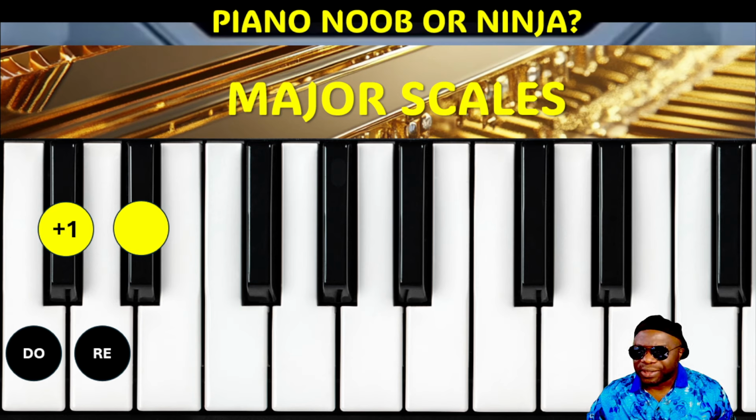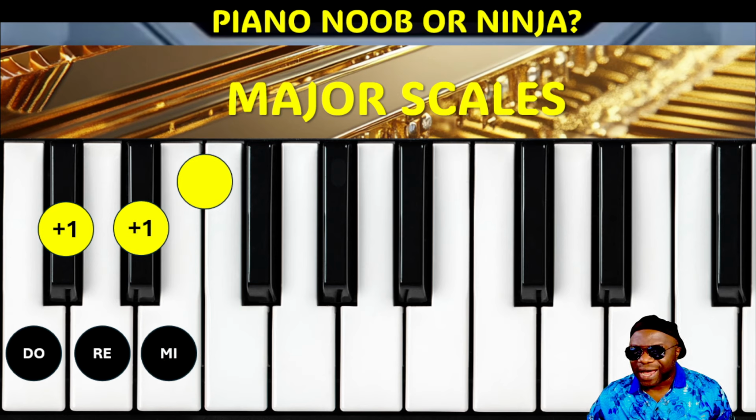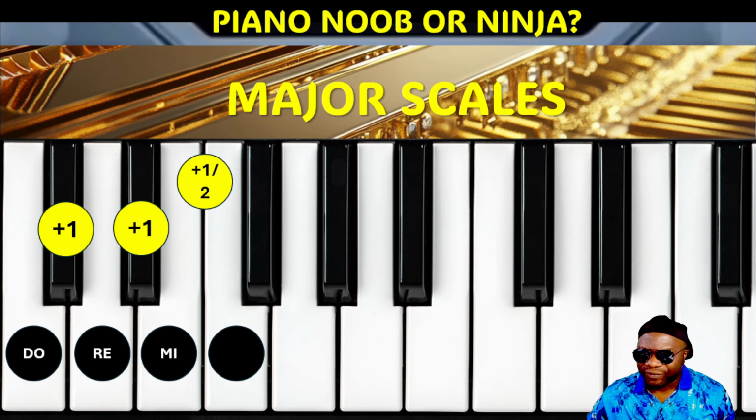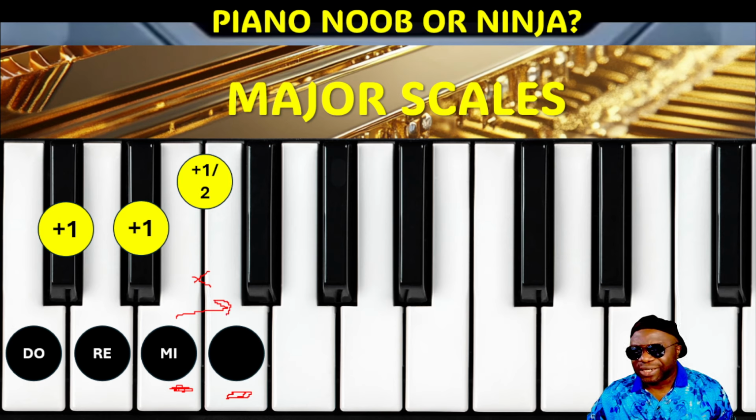So the formula is Do plus 1 plus 1 plus half. Now this is where it gets a little bit tricky. When we say plus half, look at the interval between note E and F. Do you notice there's no black note in between? Well, that means from here to here is half. So from E to F is half. So we have Do plus 1 plus 1 plus half, which gives us the Fa note.